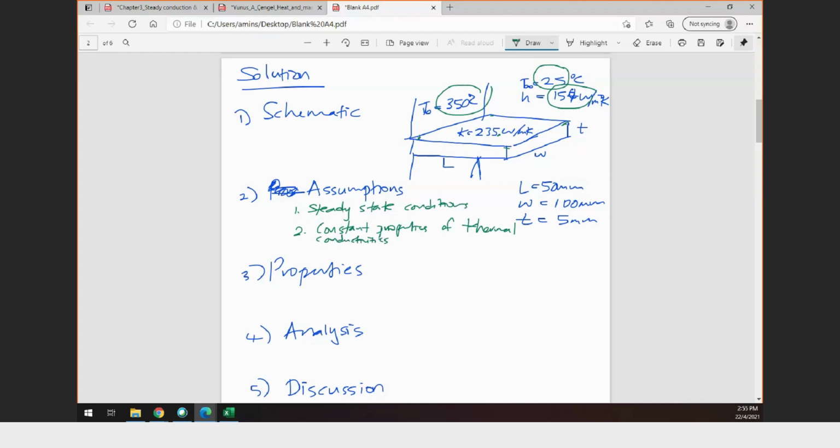Okay, what else assumption? Because there is a temperature here, you should consider radiation. Radiation occurs when the temperature of the surface or object is above 0 Kelvin. Of course, this is above 0 Kelvin, but we don't consider it. So we say that we neglect the heat by radiation.